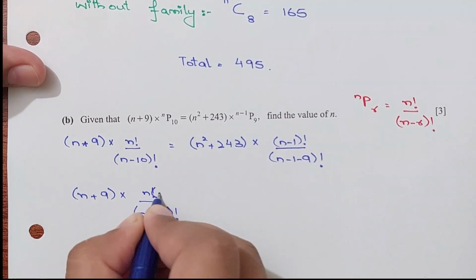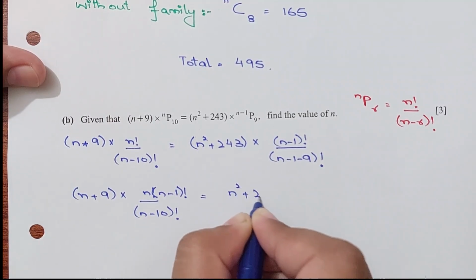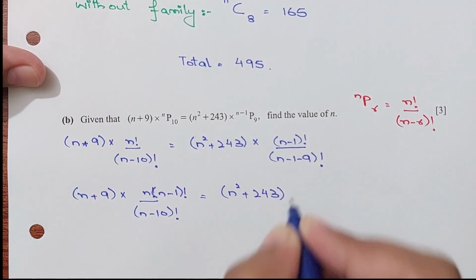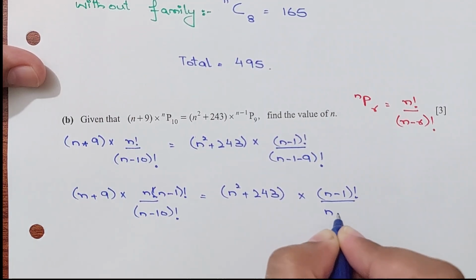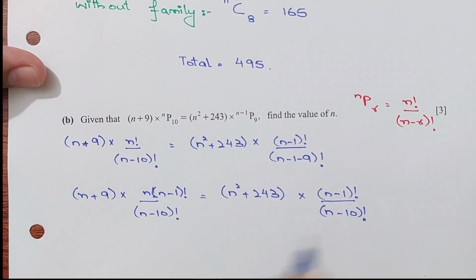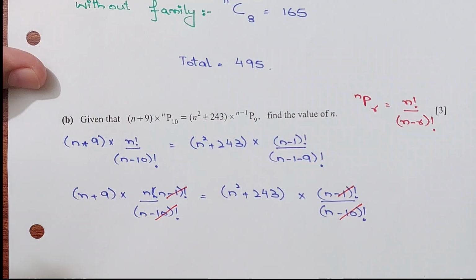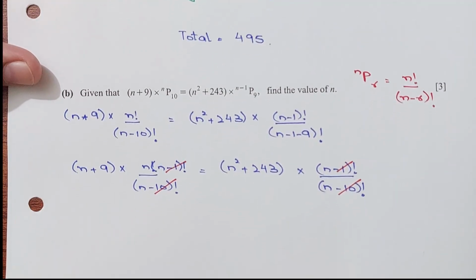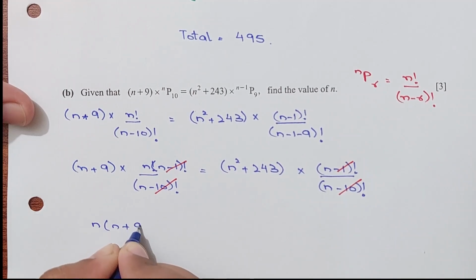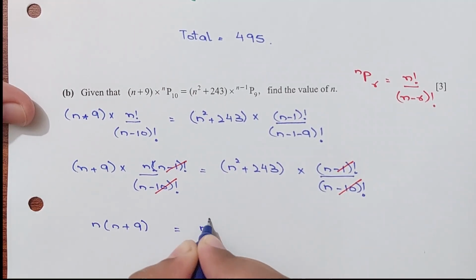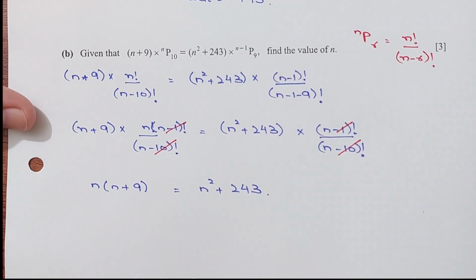Okay, so this is n plus 9 times n factorial over n minus 10 factorial. n factorial is n into n minus 1 factorial. Let me open this. n square plus 243 into n minus 1 factorial over n minus 10 factorial. Let me cancel the like terms, n minus 1 factorial and n minus 10 factorial. Right. So we are left with n into n plus 9, and here we have n square plus 243. Right. Now let me simplify.